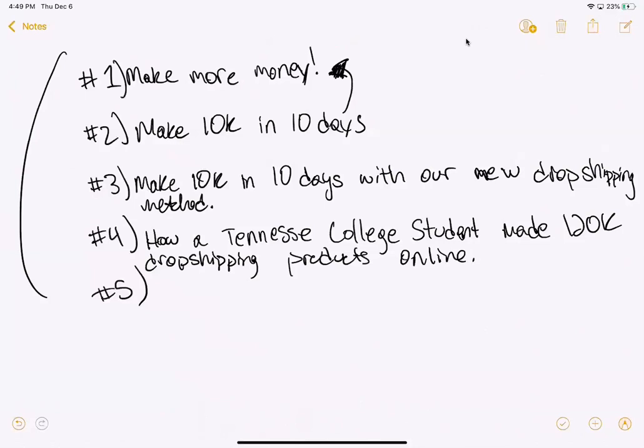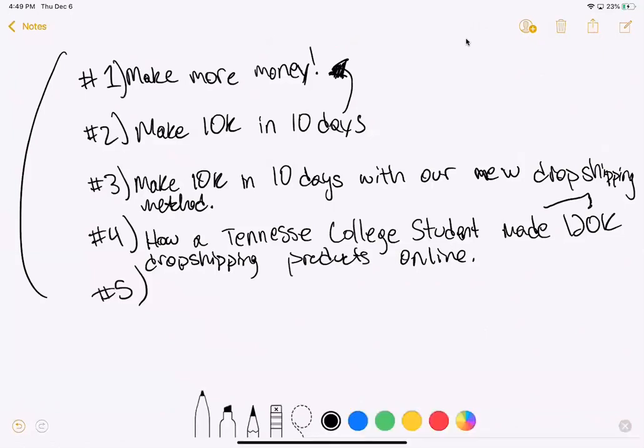Right? So you have 120K, which is going back to, hold on, I'm going to do this in red so that you can tell them apart. So you have 120K, which is going back to the original claim, which is make more money. The Tennessee college student is adding more validity because a lot of the people that get into this are around college age. So what that's doing, this right here, is adding social proof.